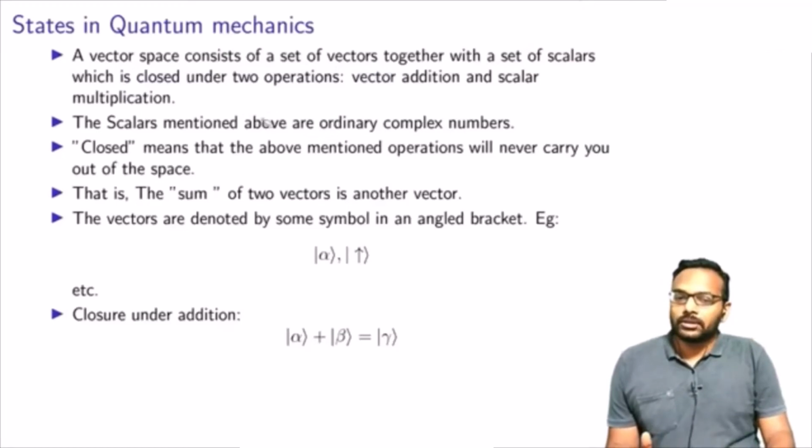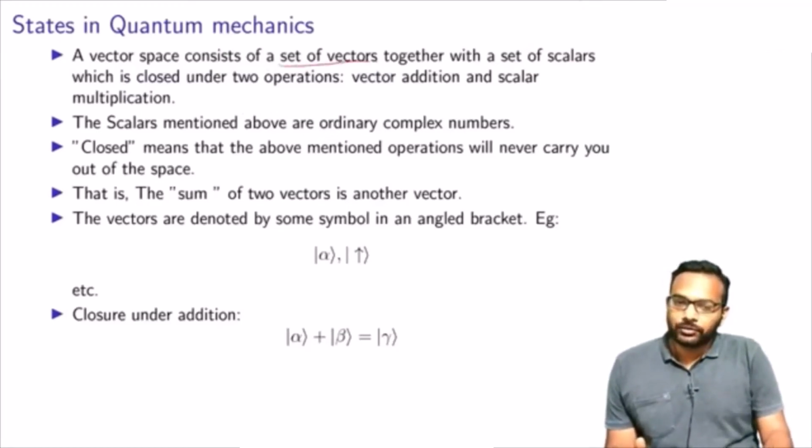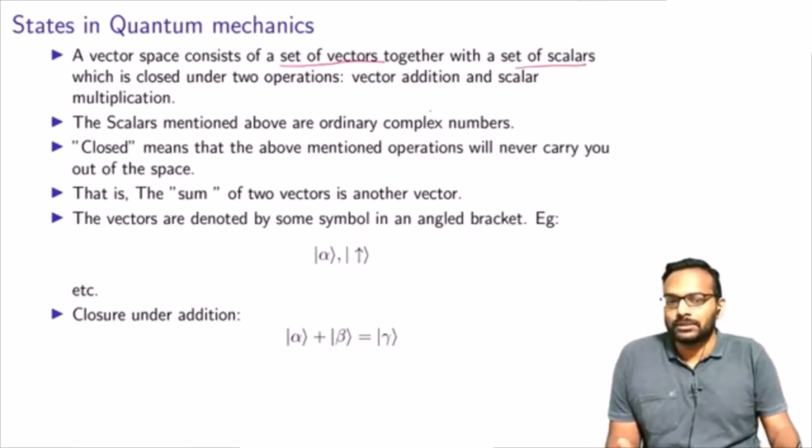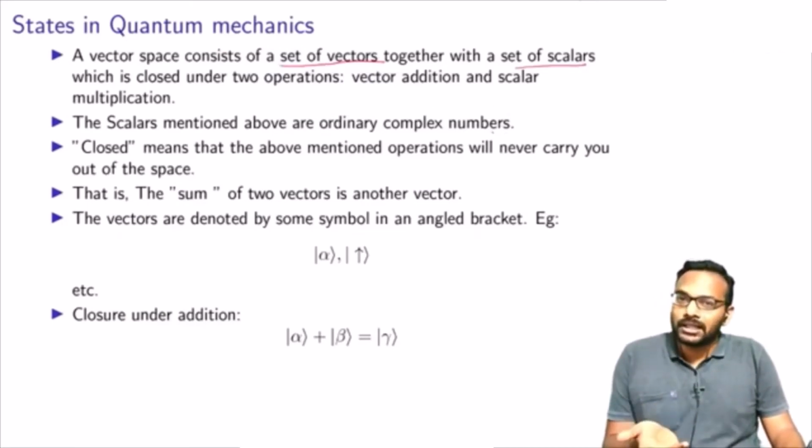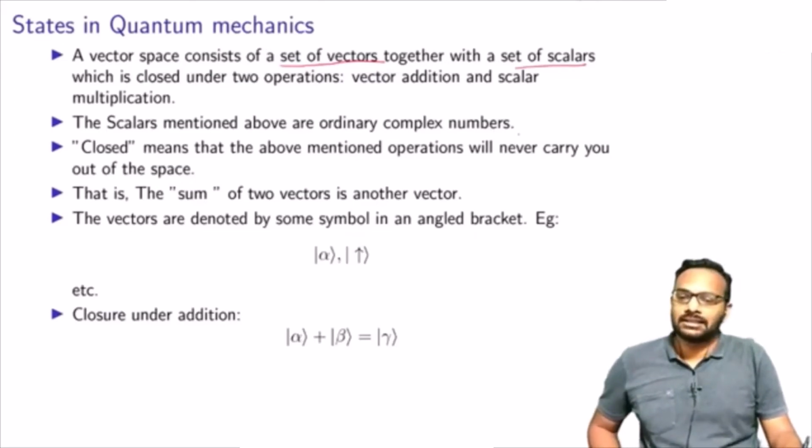Now, let's look into vector space. A vector space consists of a set of vectors together with a set of scalars which is closed under two operations, vector addition and scalar multiplication. Which means that if you add two vectors, you will get a vector in the same space. If you multiply it with a scalar, you again get a vector in the same space. It doesn't take you out of the vector space.